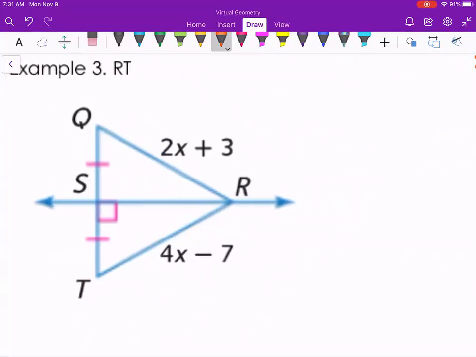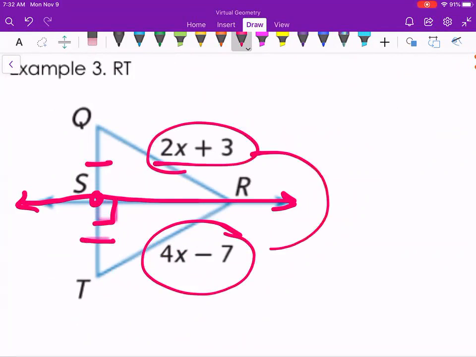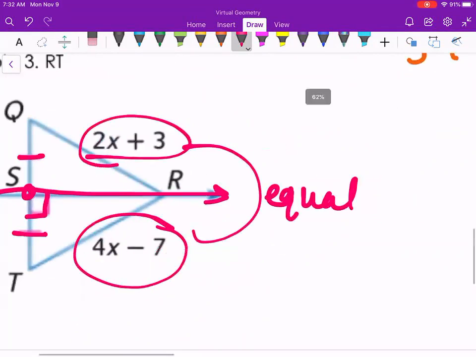So again, we have a perpendicular bisector. I know line SR is my perpendicular bisector because S is the middle because of the dashes. At point S, you have a right angle. So again, perpendicular for the right angle, bisector for the congruent midpoint. So that means those two side lengths are equal. So I can use that to solve.